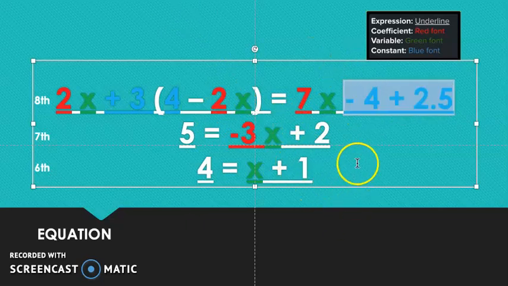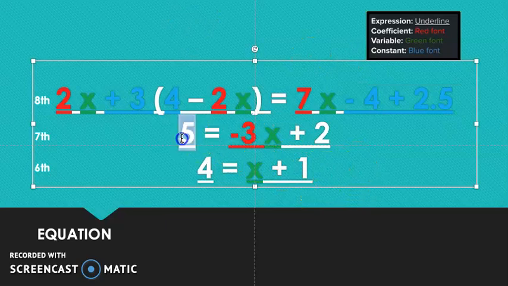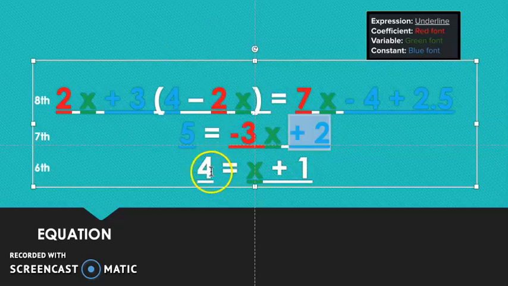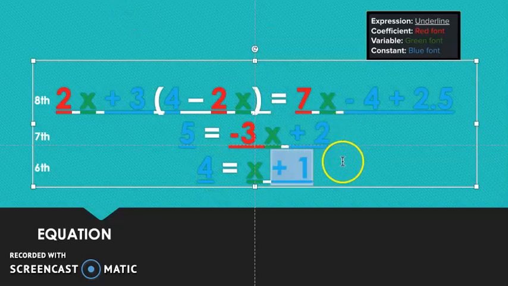So there's more constants there. Those are the numbers that are all by themselves. There's a positive 5 here and a positive 2 here. Again, this expression positive 4 is also a constant, and positive 1 is a constant.